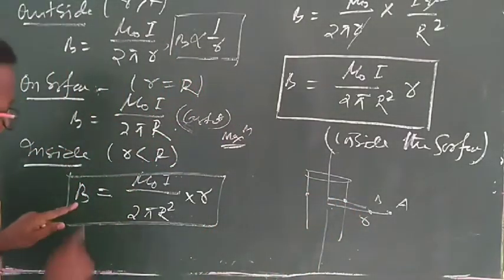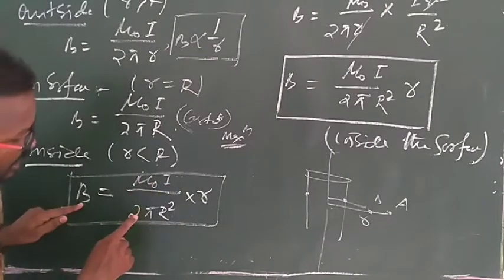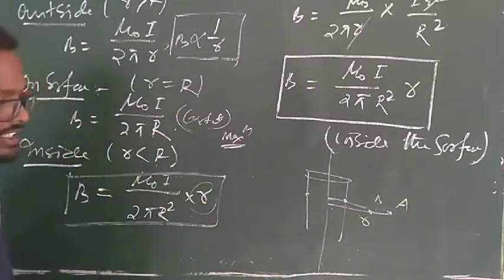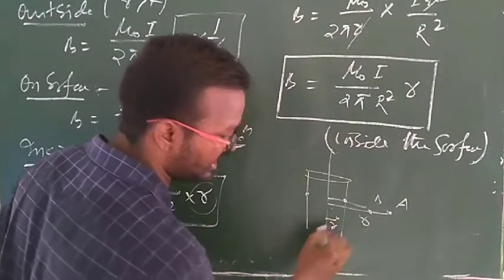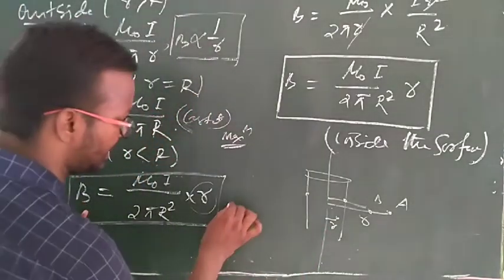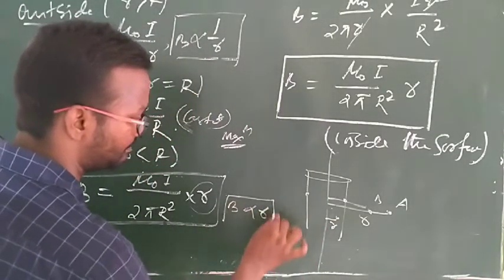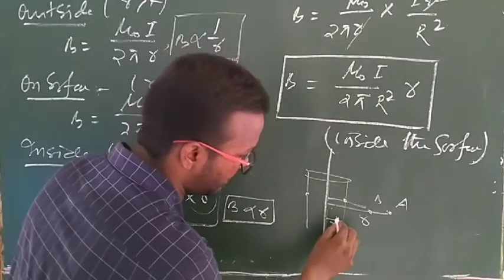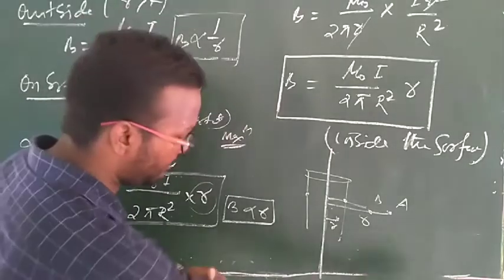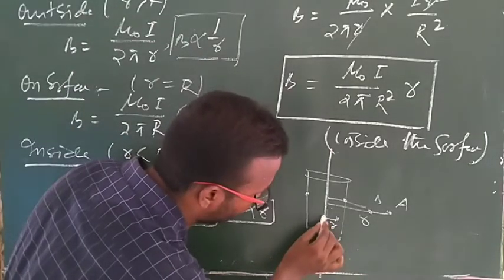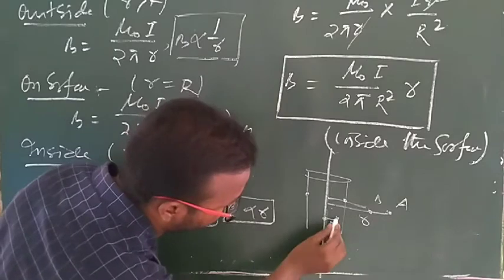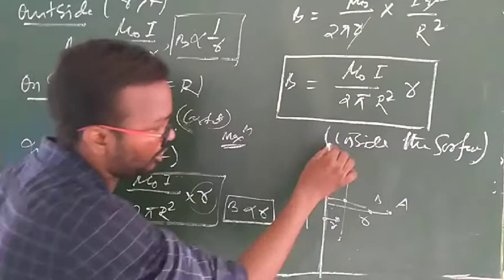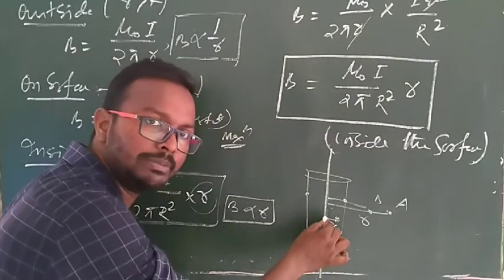Come to this last point. This is a constant quantity. 2 pi R square is also a constant quantity for this relation. But here small r means within the surface, and this distance is R for the last case. So in this case B is directly proportional to r. What does it mean? If this is the axis and this point is within the surface, if we take this point on the axis, then r will be 0. So the magnetic field strength on the axis of a cylinder will be 0.